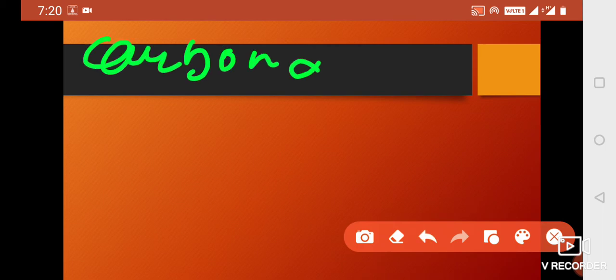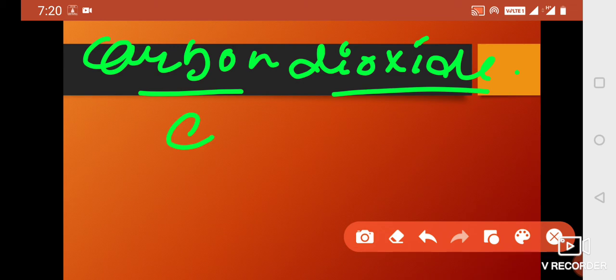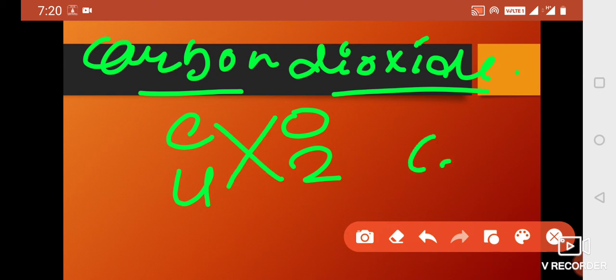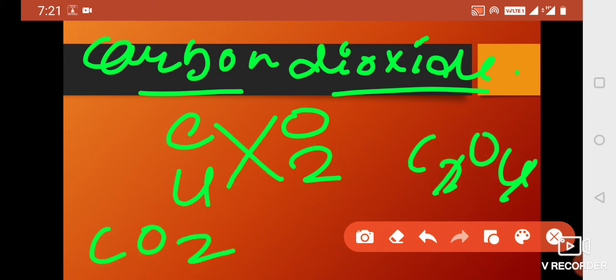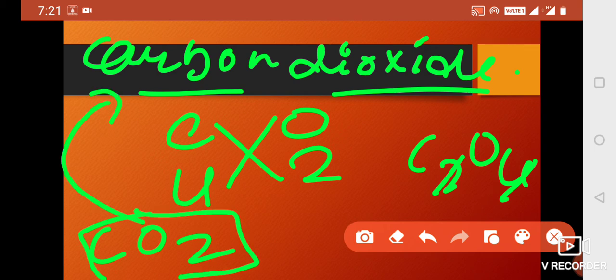Now carbon dioxide, that is the example we are taking. Carbon C, oxide O, 4 is the valency and 2 here. Crisscrossing gives C2O4. Cancellation gives CO2, the formula of carbon dioxide. So it's very easy. Now let us do some more examples.